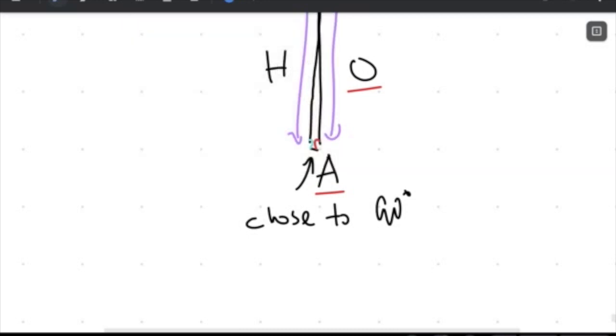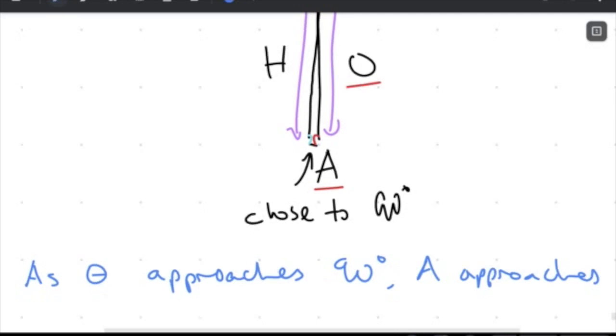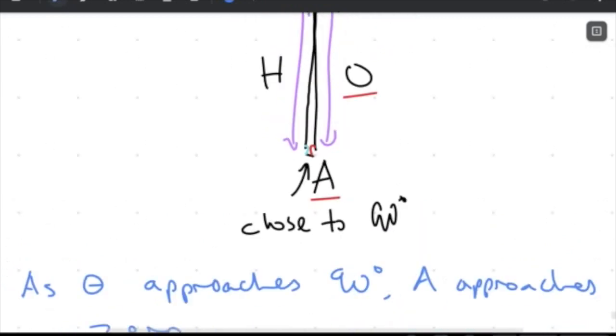So let's actually write that down. As my theta approaches 90 degrees, my adjacent approaches 0. Because my adjacent's getting so small to compensate.